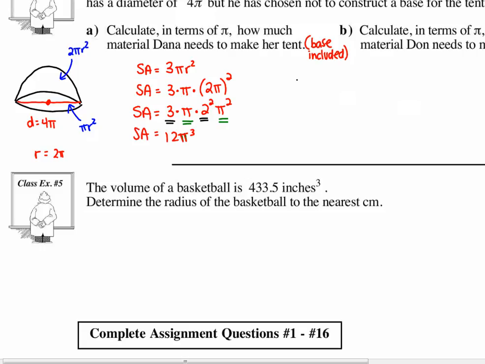Okay, so did I lose any of you? No. Are you okay? So I multiplied 3 times 2 squared. I underlined them in black. 3 times 4 is 12. Pi times pi squared, exponent laws. Same base being multiplied, we add the exponents. So the exponent of pi, if you don't see it, is a 1. 1 plus a 2 gives you 3.